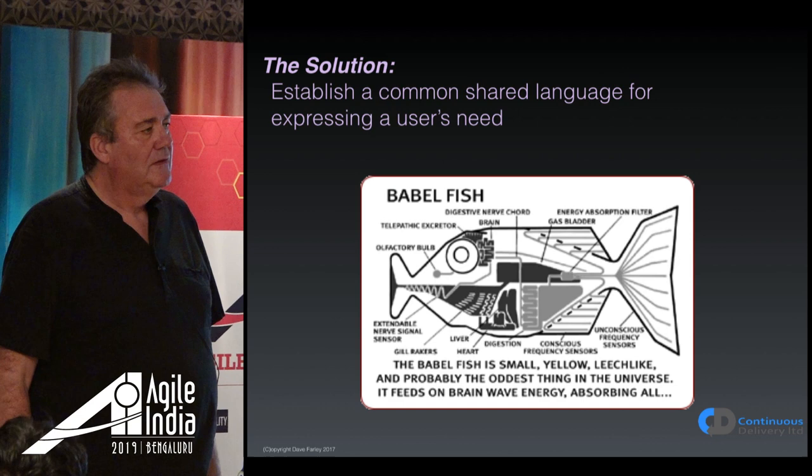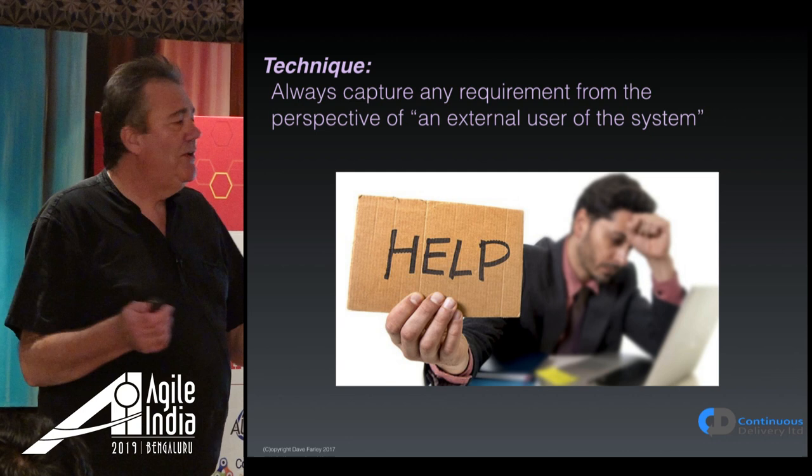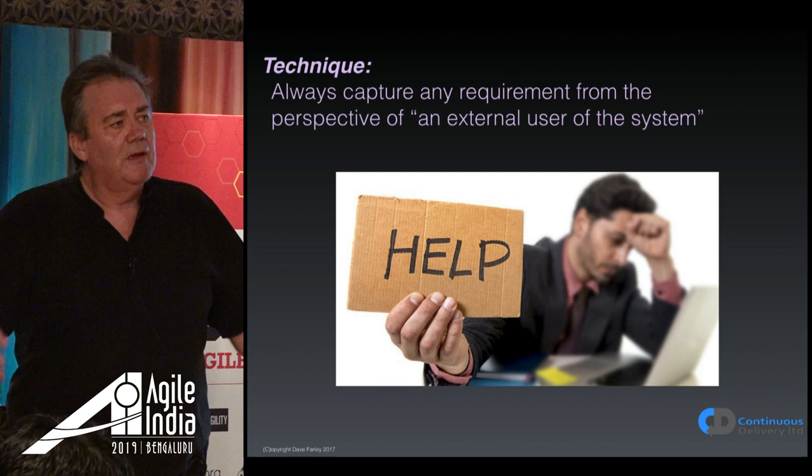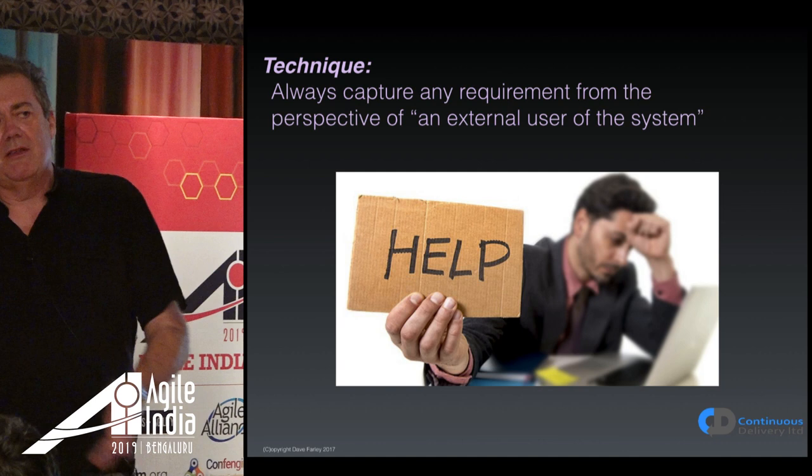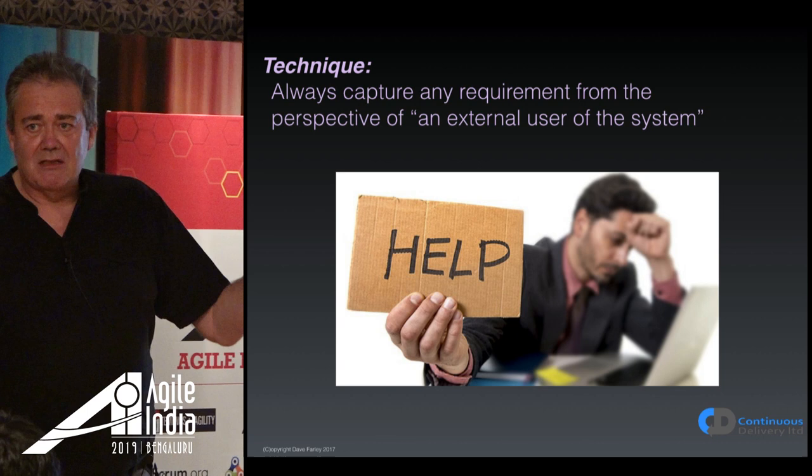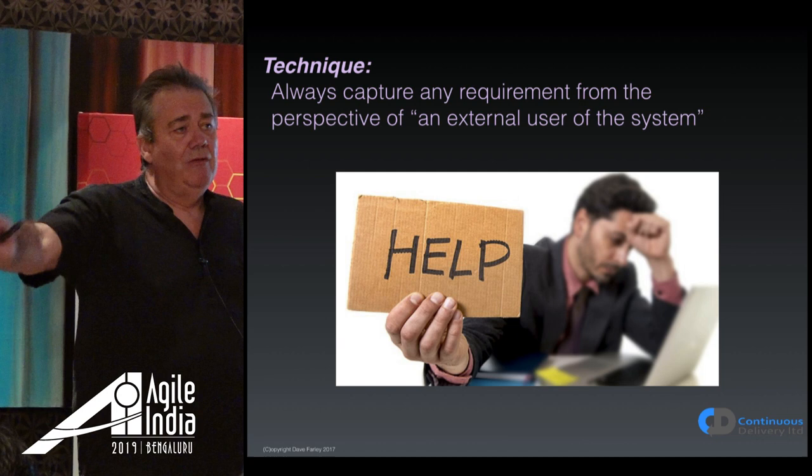So, technique. Always capture any requirement from the perspective of an external user of the system. This is the classic agile user story thing, and I don't really care whether you do "as A and X, I want Y, so that Z", or given-when-then, or any of those sorts of things. Those training wheel templates don't matter very much. The story should say nothing about how the system works.